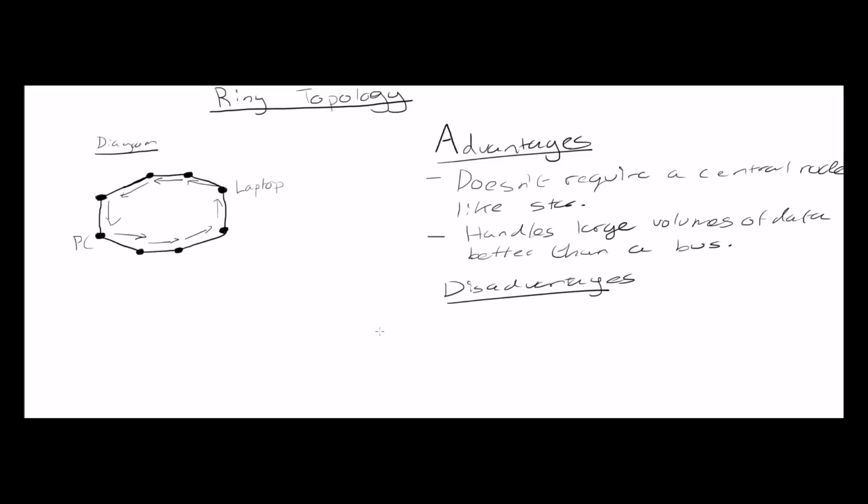So some disadvantages of a ring topology then. One disadvantage is that one malfunctioning system, so if this laptop stopped working on your ring network, then that could create problems for this whole network, as the data is being sent between each node, and it's got to go through each node to get to its final destination here.